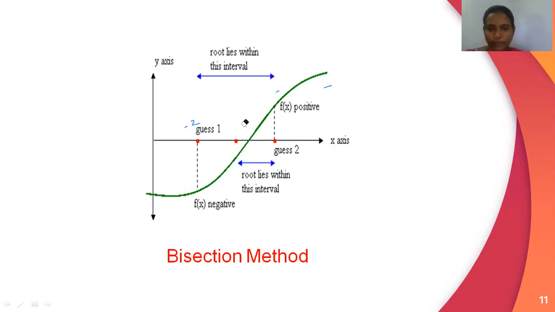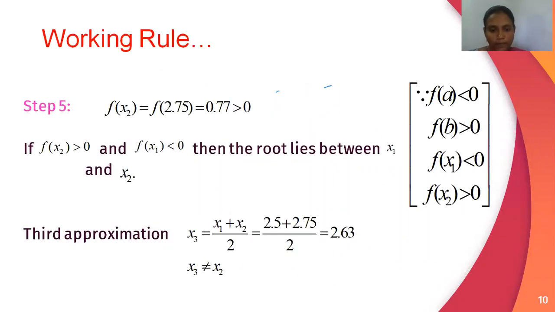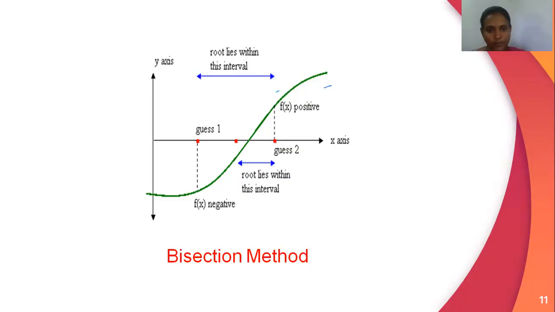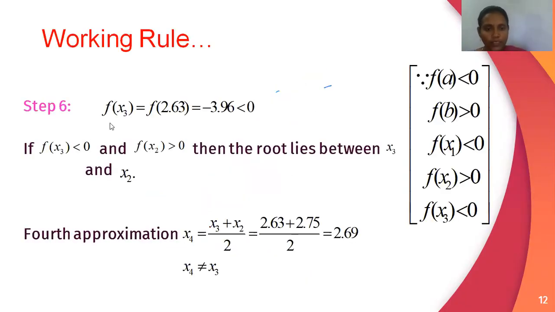Now to find out the root, the next step is to find out the functional value. What's the next step here? We got here x3 and x2 both are different values. So the next step is find out the f of x3. Here we got f of x3 is a negative value. Now check it. F of x3 is negative value. Before this value, the second approximation is positive value.